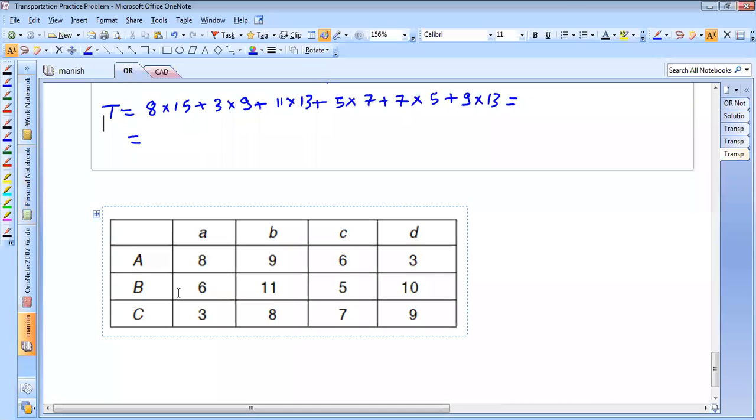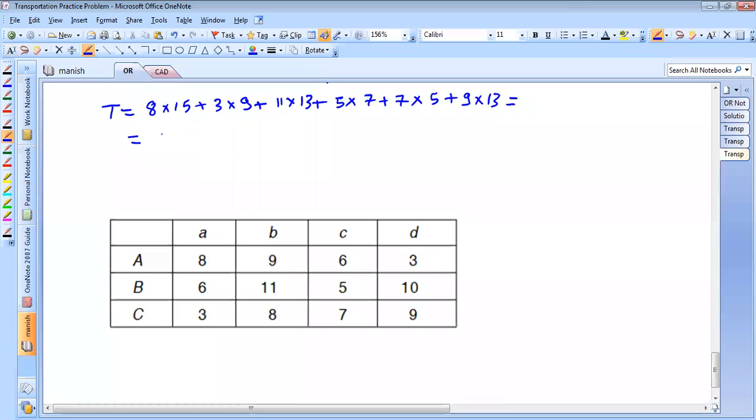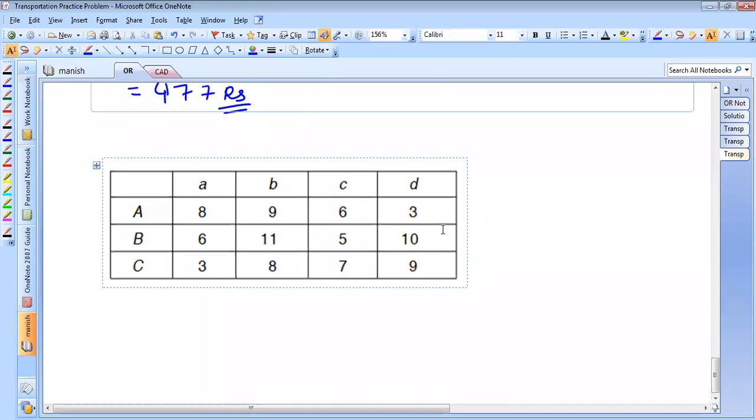So I think the answer is 477. Everybody is getting 477. Students, please try yourself. Do not believe Aditya. He may be correct or he may be wrong. Anyhow, Aditya may be correct only.